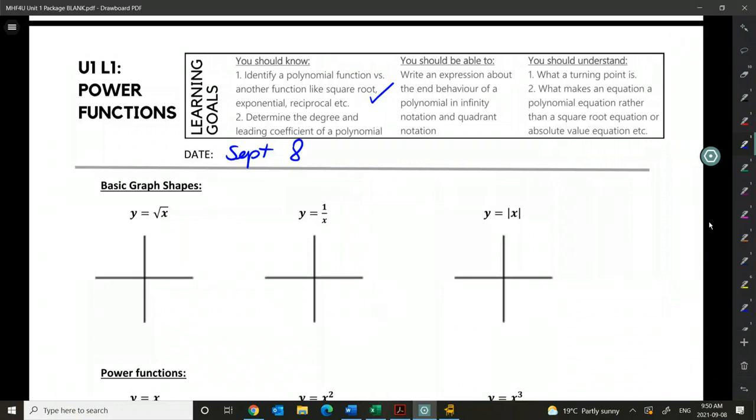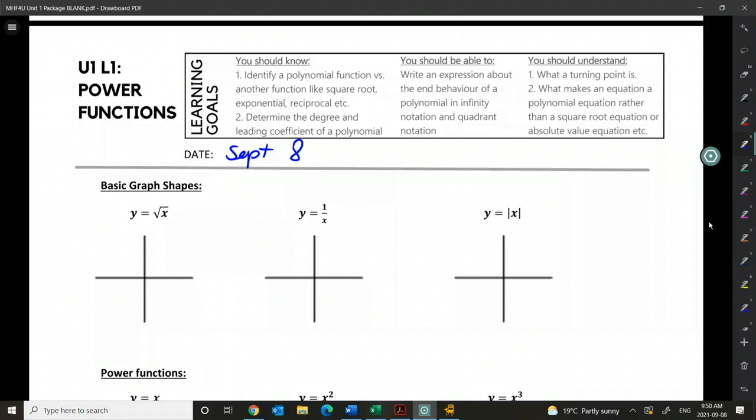Can I determine the degree and leading coefficient of a polynomial? Yeah, I can do that. So that's a good way to understand what the highlights are from that lesson and what I should come away with. So I would encourage you guys to use that as a checklist. Okay, let's get into it.